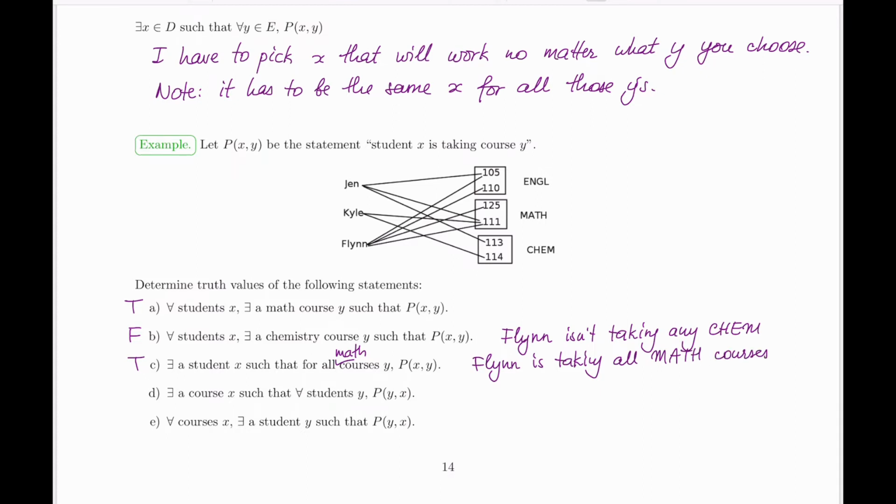Okay, moving along, what do we have? The next one up is there is a course X such that for all the students Y, those students are taking the course. So I can find a course so that all students are taking it. So now I have to look from the course perspective. Is there a course that every student out of the ones that we have is actually signed up for it?